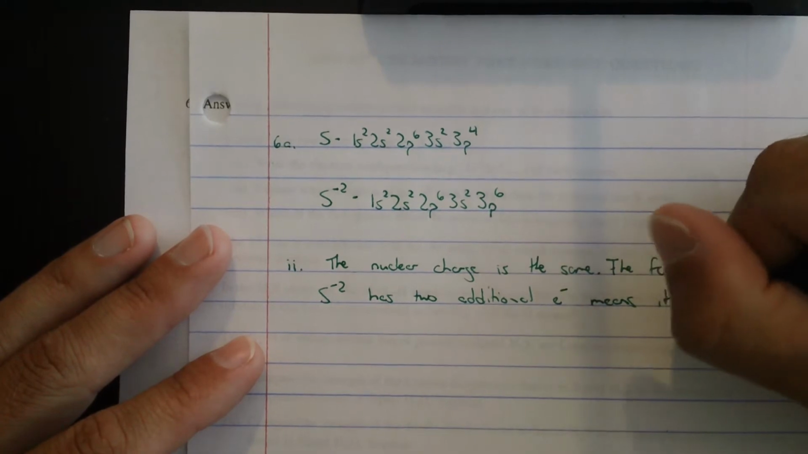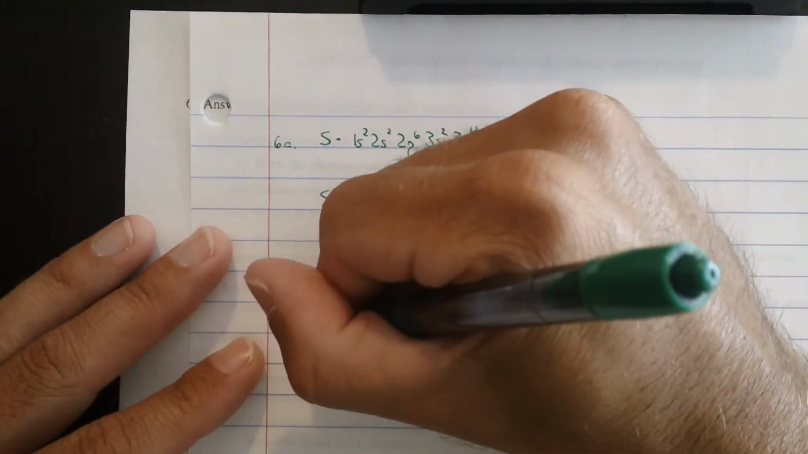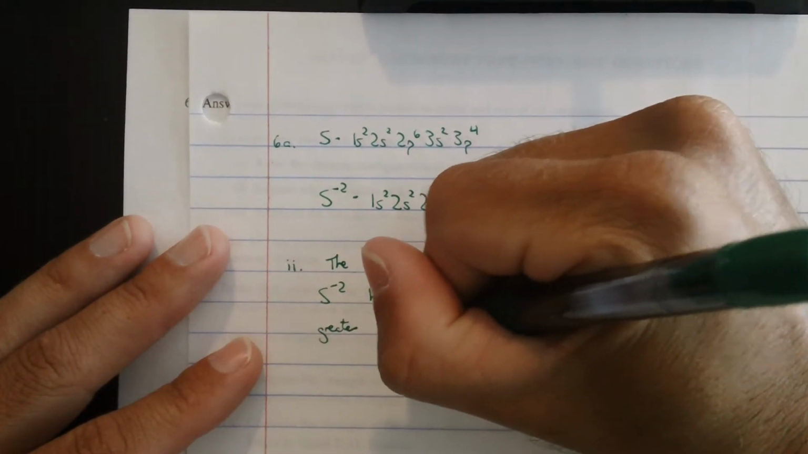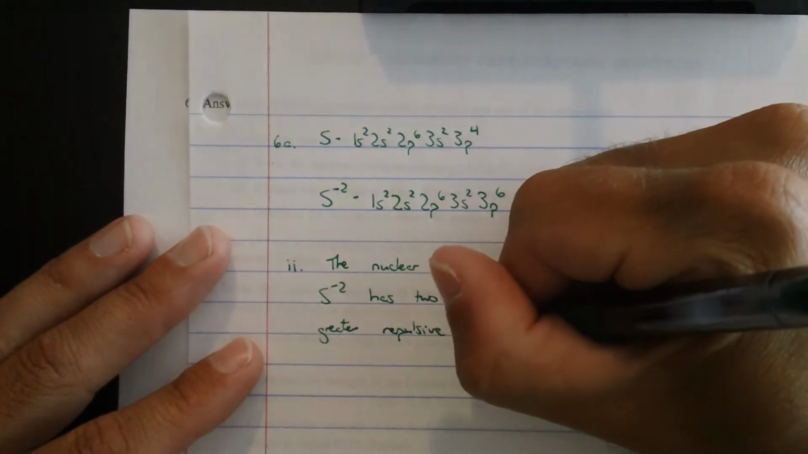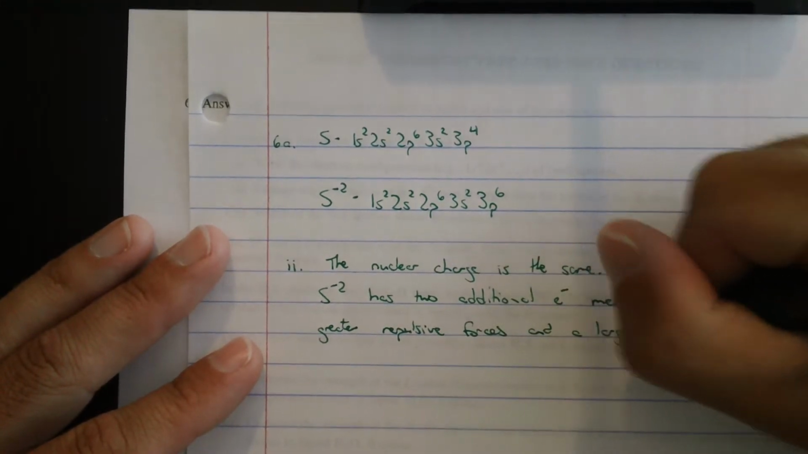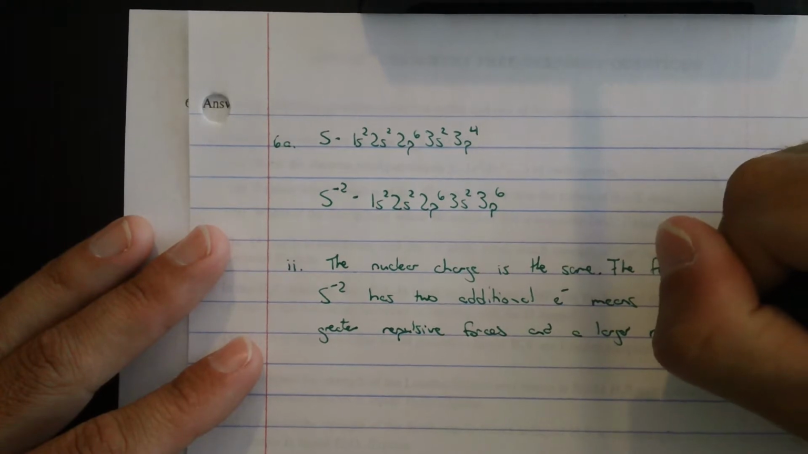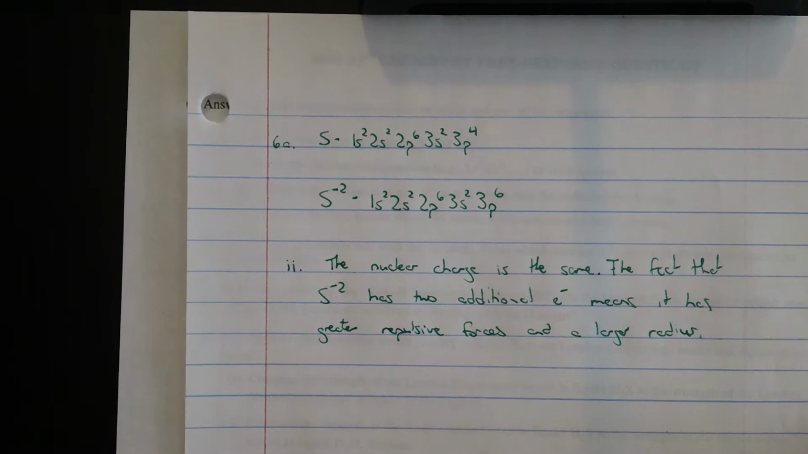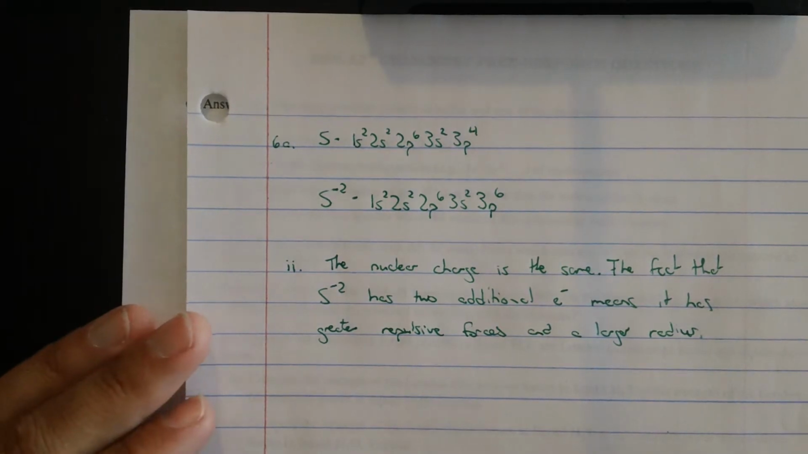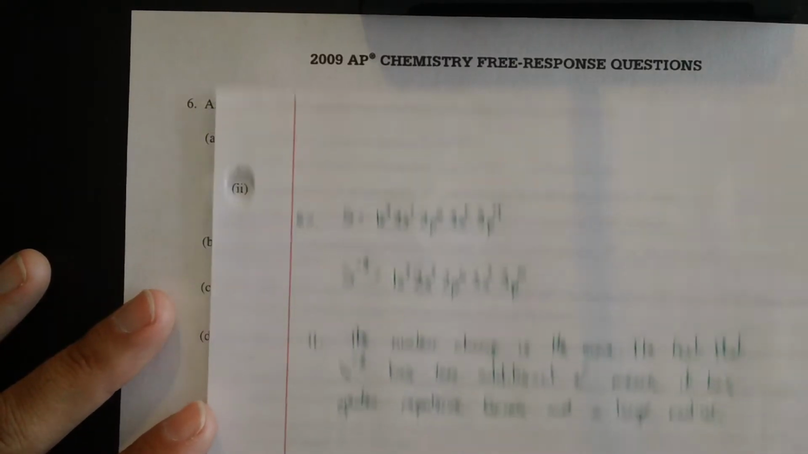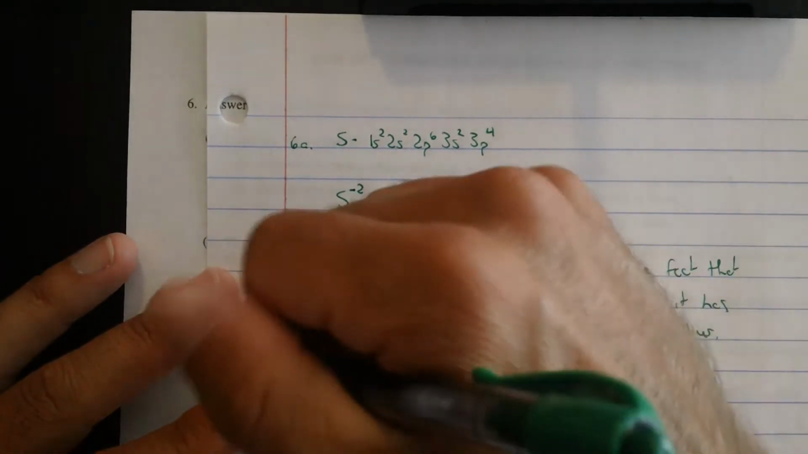means it has greater repulsive forces and a larger radius. That's answer 6, part 2. Nuclear charge is the same, extra electrons, extra repulsive forces, larger electron cloud, larger radius. So that's the idea there on part 2.